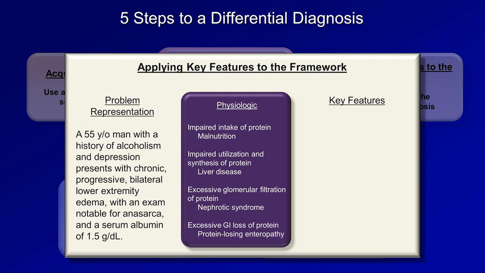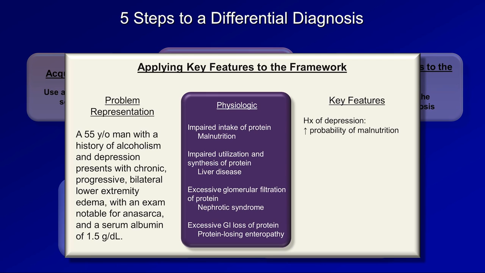The key features for such a patient might include a history of depression. How does depression affect the probability of any of the categories in the framework? It's not linked to liver disease independent of substance abuse, and it's not associated with either nephrotic syndrome or protein-losing enteropathy. However, it does increase the chance of malnutrition as the patient may not be eating properly in his depressed state.